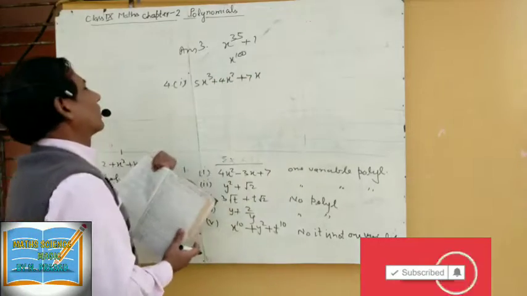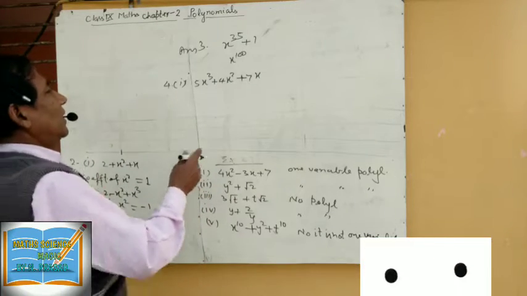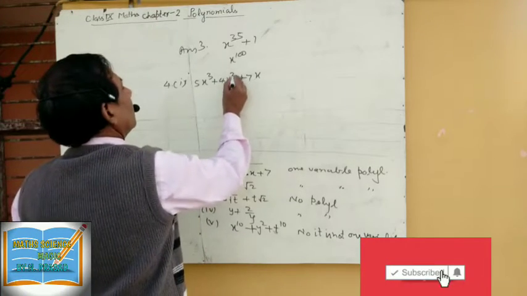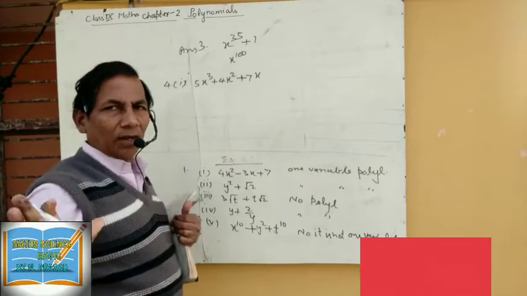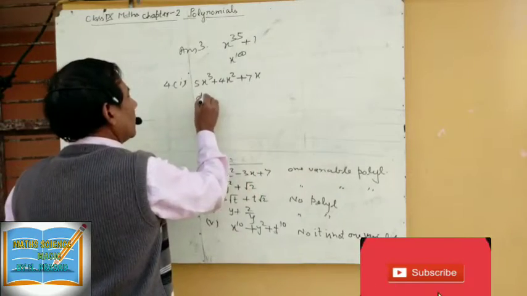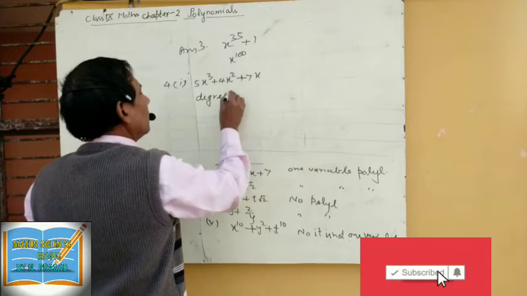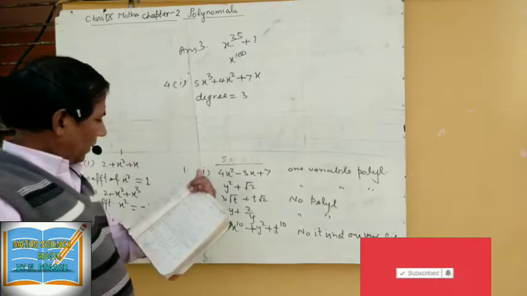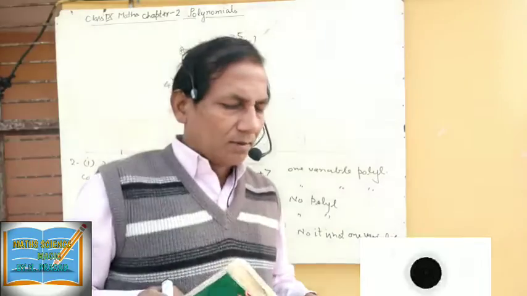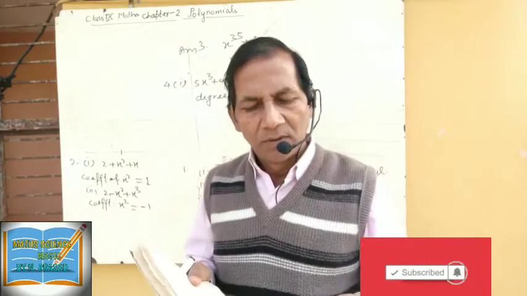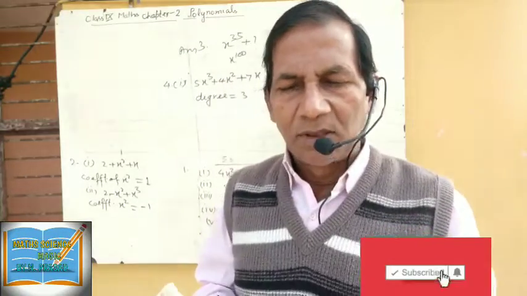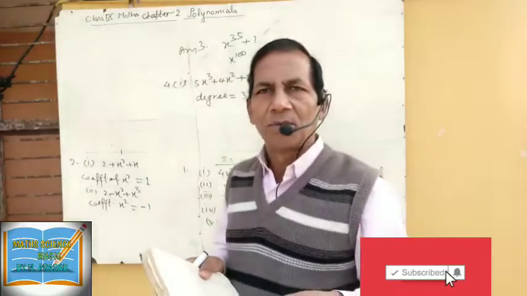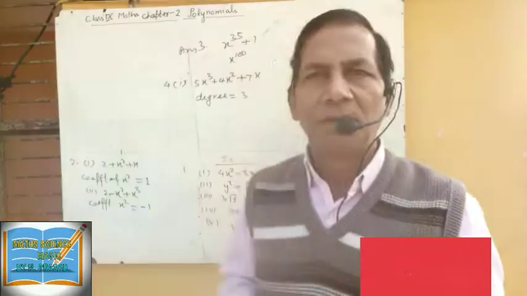Find the degree of this polynomial: 5x cube plus 4x square plus 7x. What is the degree? The maximum exponent of the variable, that is 3. So the degree of this polynomial will be 3 only. Very easy. In the second part, 4 minus y square, the degree of this polynomial will be 2. 5 minus root 7, the degree will be 1. 3 is given, there is no variable, so the degree of the polynomial will be 0 only.